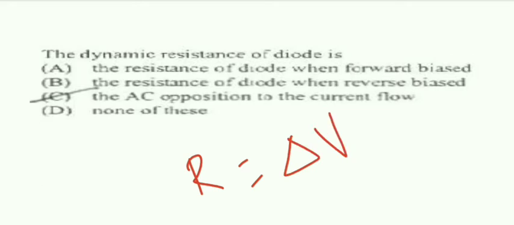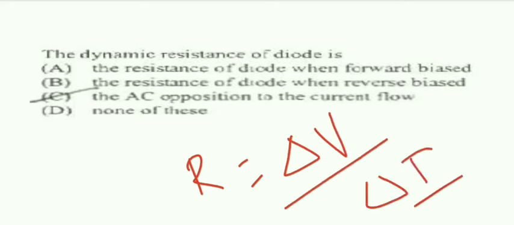Next question, the dynamic resistance of a diode is nothing but your AC resistance. Resistance is nothing but V by I, rate of change in voltage with respect to rate of change in current. So it is an AC opposition to the current flow, not DC. It is not the resistance of the diode when forward biased, nor when reverse biased. It is AC opposition. So option C is the right answer.